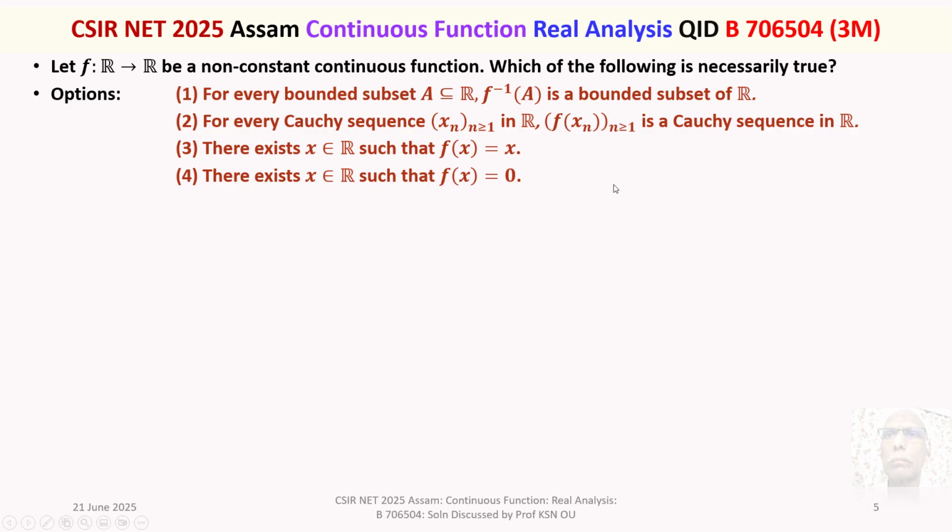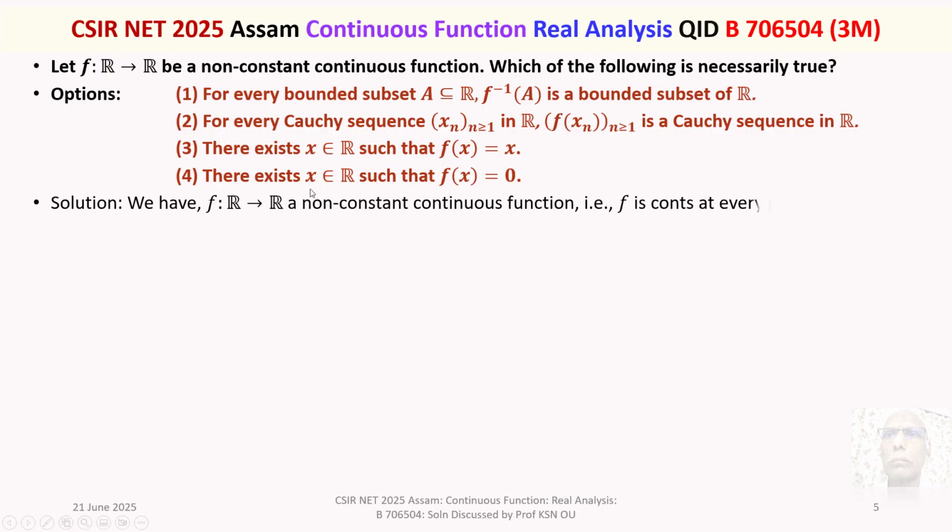Let's now discuss the solution of the problem in detail. We are given f, a map from R to R, which is a non-constant continuous function. That means f is continuous at every point of R. By looking at these 4 options, one of the options is very familiar to me, which I have studied at my PG level. That is option 2.